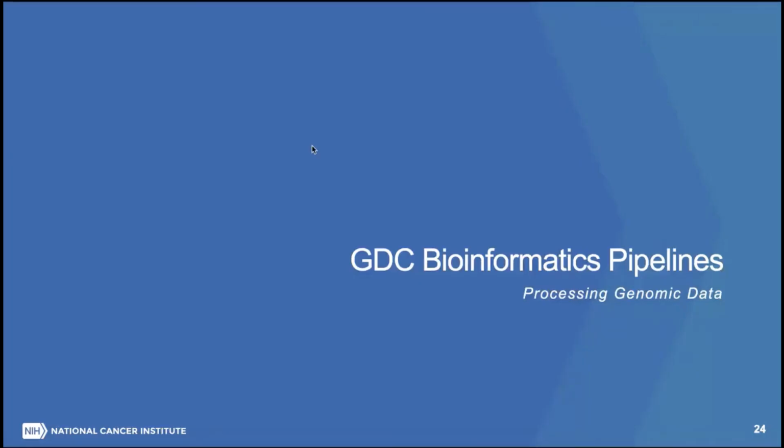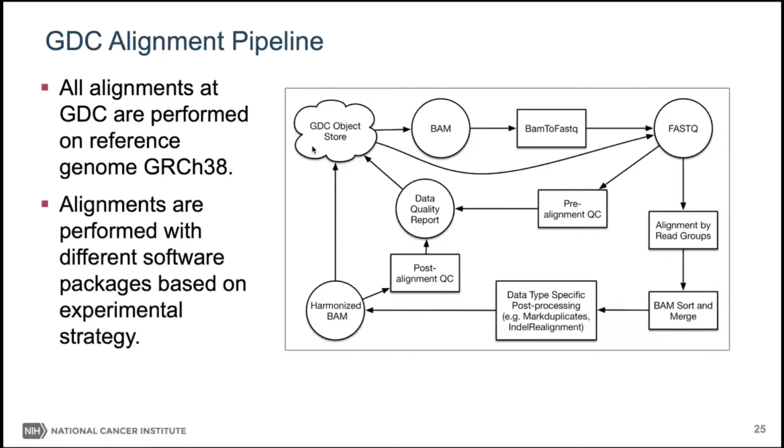So now that we're done with data submission, I'd like to talk to you a little bit about the GDC bioinformatic pipelines. This is how the GDC processes genomic data. So because GDC's purpose is to harmonize data, all alignments in GDC are performed on the exact same reference genome, which is GRCh38. If you go to the GDC website and you find the reference files, you can find the specific FASTA format version of the reference genome that is used in all of our analyses. So you can know exactly which one is being used.